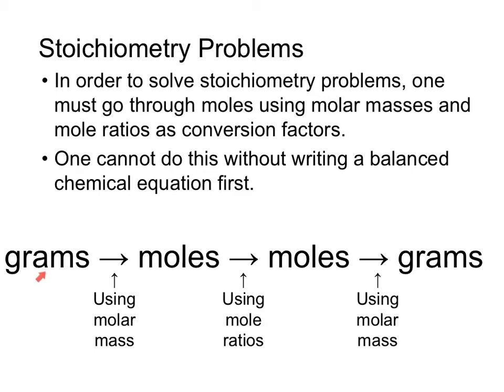You'll start out with grams of some sort of given quantity in the chemical reaction. You'll use your molar mass in order to convert that quantity over to moles of whatever you were given. And then we'll use our molar ratio from the balanced equation in order to then convert to moles of whatever it is that we're looking for. And finally, we'll use the molar mass of that thing that we're looking for in order to convert back to grams.